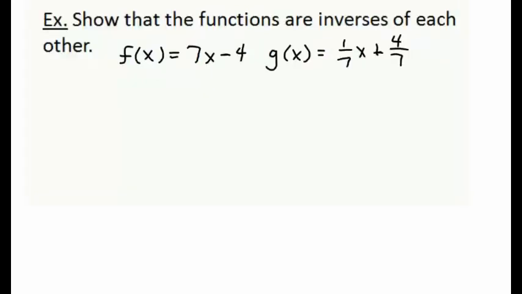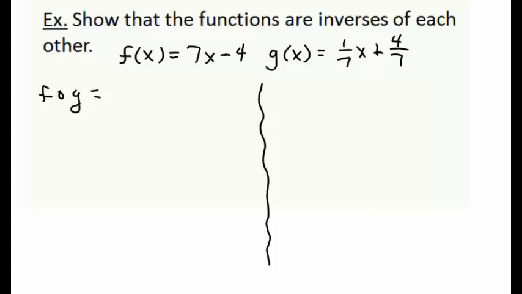To give you an idea of how to show that functions are inverses using the definition, let's take a look at the two functions f of x equals 7x minus 4, and g of x is equal to 1 over 7 x plus 4 over 7. What we have to do is show two compositions are equal to the function x. First, let's start with f composed with g.